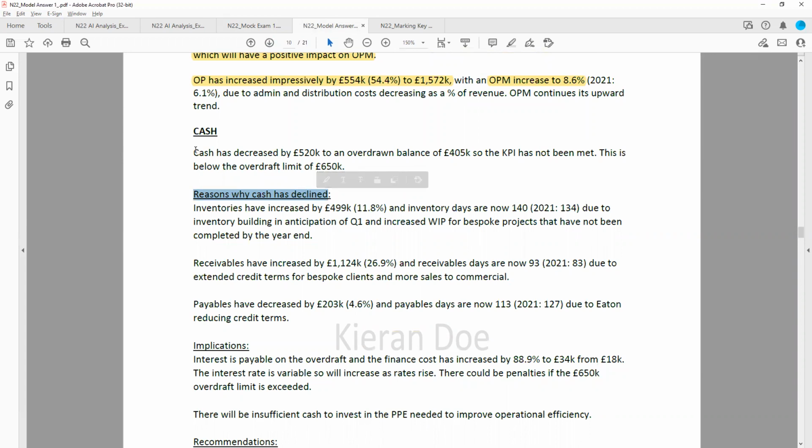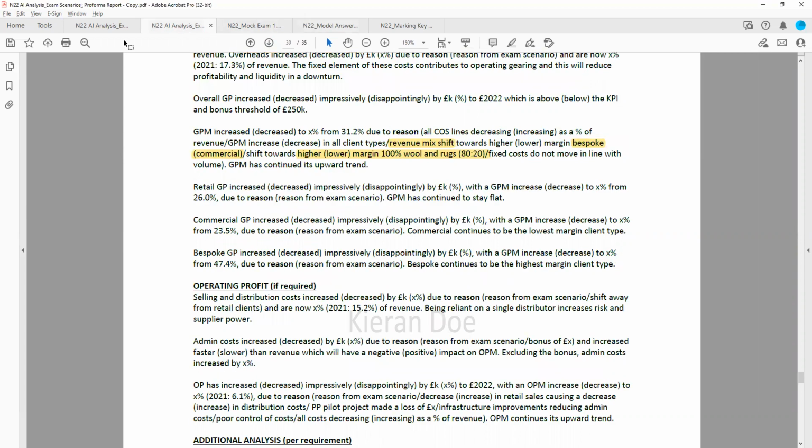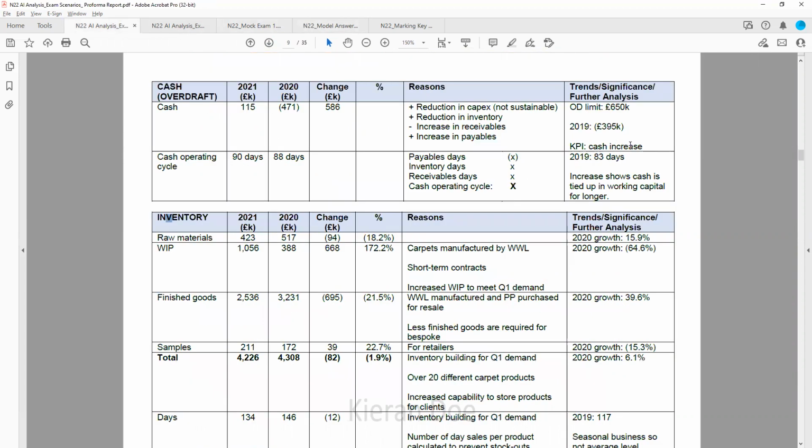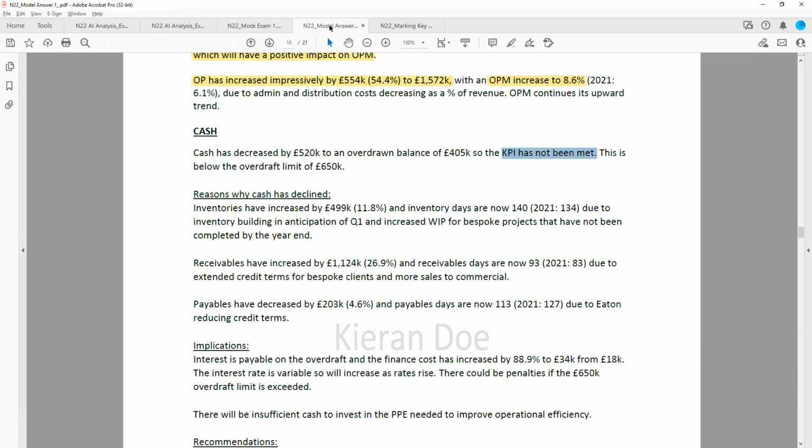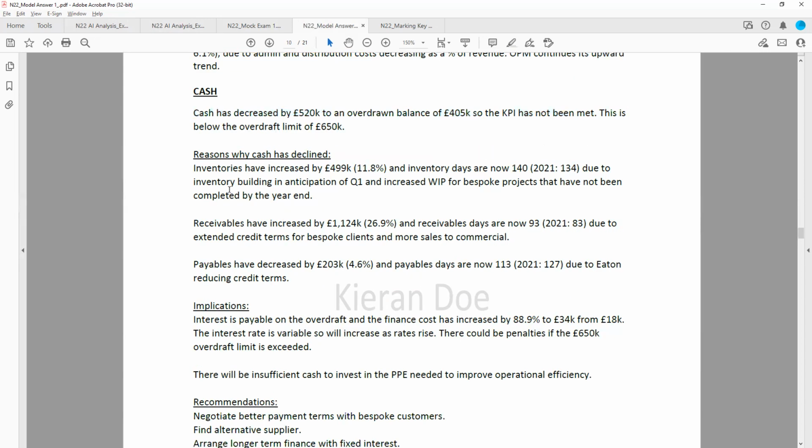So you could start off with the main number: cash has decreased to an overdrawn balance of this. And of course, we knew that there was a KPI for cash. So we could have mentioned that in there as well. A KPI for a cash increase, but of course it's decreased. And we knew the overdraft limit is 650K, but we know it's still below that. So they're the headline numbers there for cash. And then the reasons why.